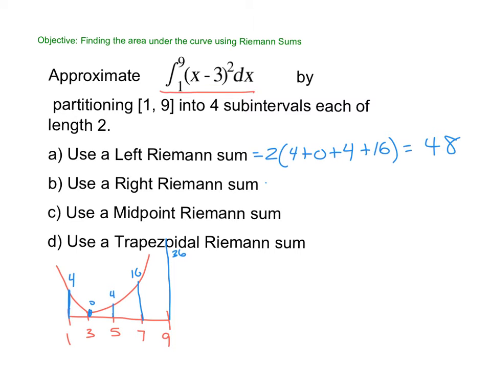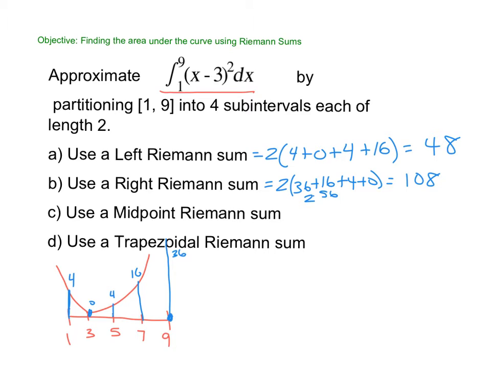And then my right Riemann sum is 2, and now we're starting from the right, starting from 9. So that would be 36 plus 16 plus 4 plus 0. I don't have my calculator on me. So let's see, that's 40, 56 times 2, 108.